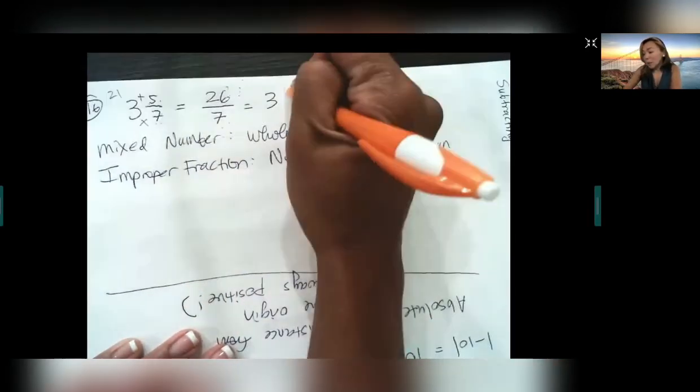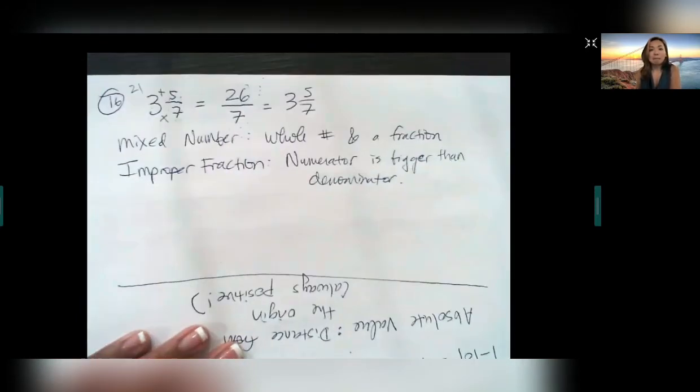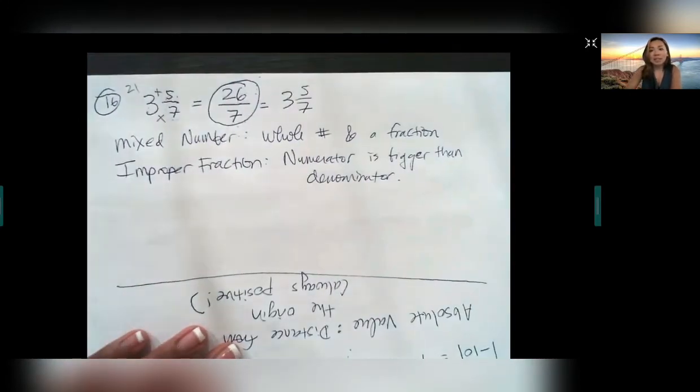So I put the 5 on top and then I put the denominator here. So you're back to the beginning. So in this problem, to write as an improper fraction, it is 26 over 7.